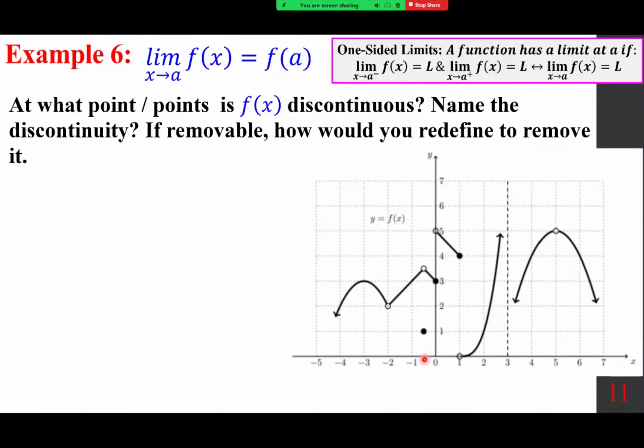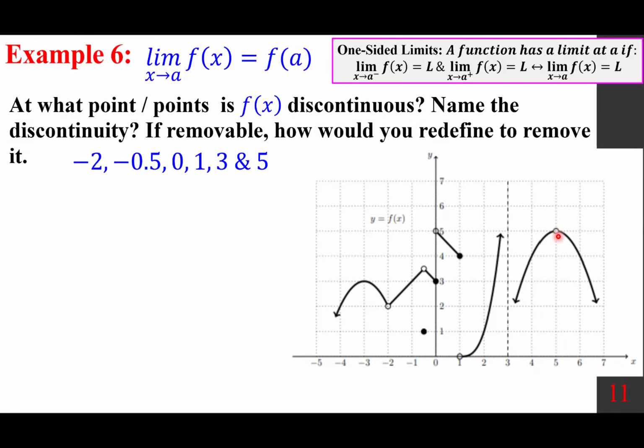Seems to be at negative 0.5. Okay. The next one happens here. Since it happens at 0. The next one happens here at x equals 1. The next one happens at 3, x equals 3. And the next one, I see a hole here, it happens at 5. So first, we write all of them, then we discuss them with details.